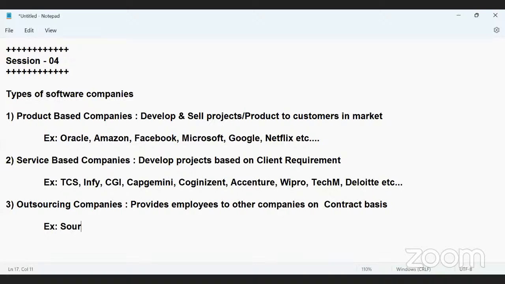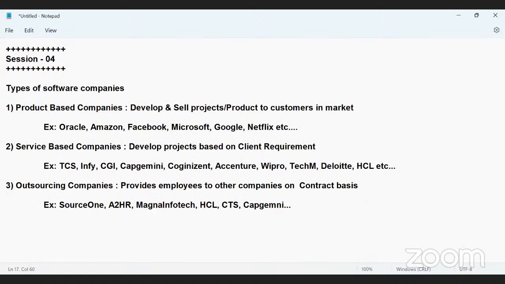Source one company is available. A2HR company is available, and Magna Infotech company is available. Currently HCL is also doing that outsourcing. HCL comes here. They are a service-based company. They are providing the services, and they are doing this contract work also. CTS will do that operation. Cognizant will do that operation. Capgemini also is doing that business. There are so many service-based companies currently doing outsourcing business also.